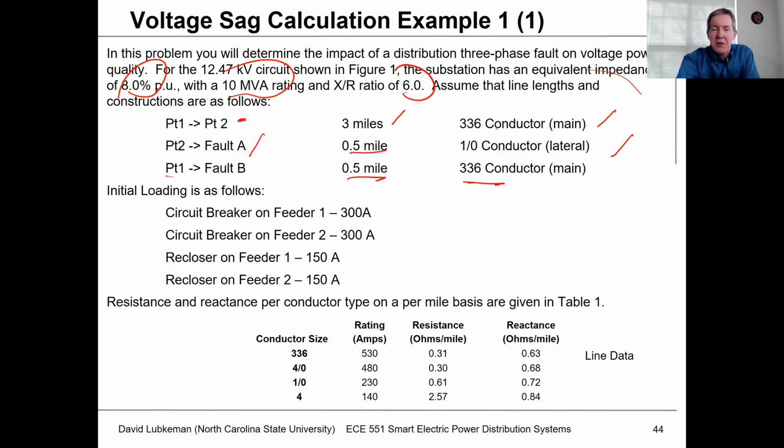Now, as far as the loading levels, you'll assume that we'll have 300 amps on feeder 1, 300 amps on feeder 2, and for the recloser on feeder 1 and 2, we'll assume we have 150 amps of load. That's just so we can track the changes in net load that we're going to see at certain points on the circuit. So I'm giving you the assumptions to make for the positive sequence impedance for the 336 and 1/0. These are just some typical values based on some common constructions that we talked about before.